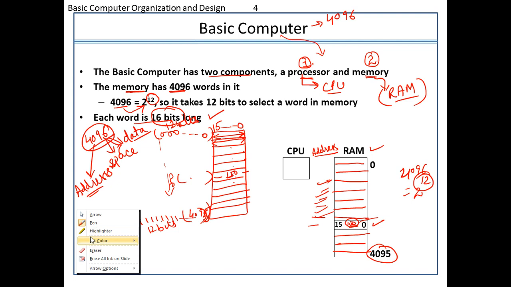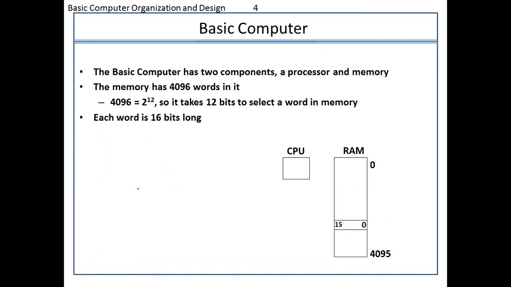Let me make you understand this concept with a very small configuration. Let's suppose I have 8 houses available within a colony. There are 8 houses available.